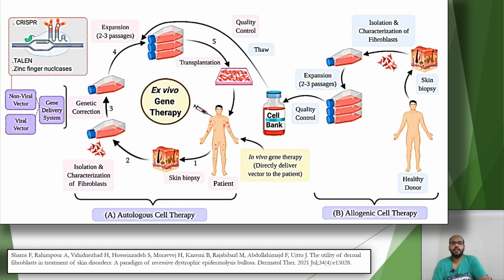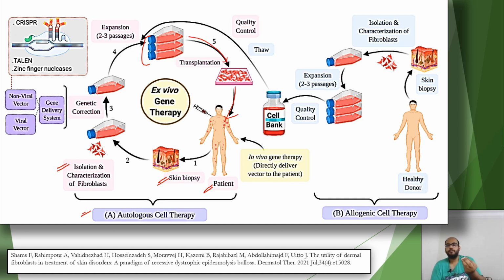So just to recapitulate, what do we mean by autologous and allogenic? In autologous, you have the patient here. You take a skin biopsy. From the skin biopsy, you take out the fibroblast. You correct the gene. You can correct the gene by gene editing, which can be done by TALEN or CRISPR. After removing the mutated gene, you put the correct gene in, and you expand them. Expand means let them proliferate, let them form a mesh. Then you form a graft and then you implant it back.